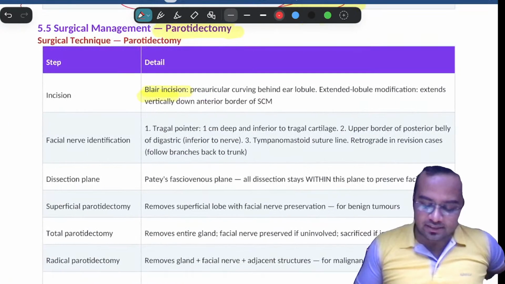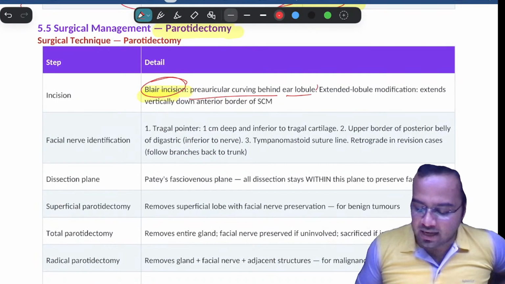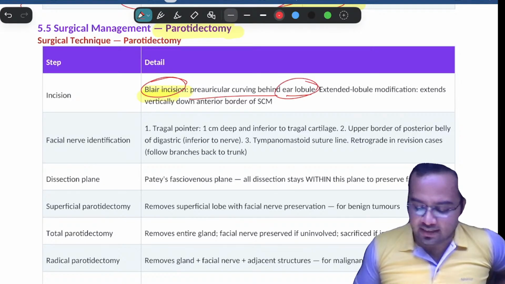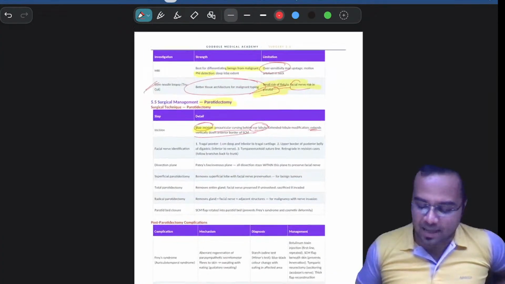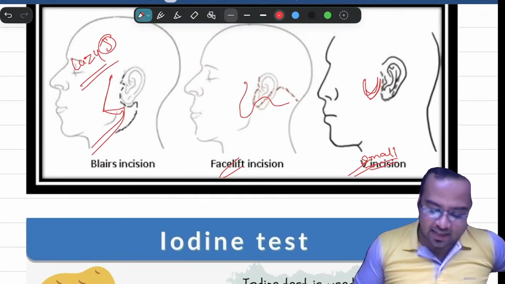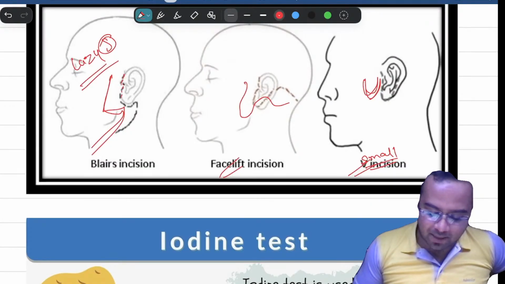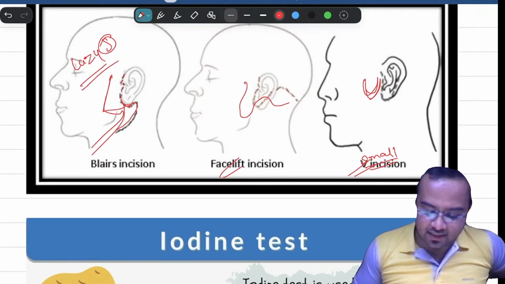Very much important. So incision is a Blair's incision, preauricular curve behind the ear lobule, and it extends vertically down. So initially the Blair incision was only this much. So initially you can see this dotted line. So Blair incision पहले इतना ही था, but now they have extended the line below.